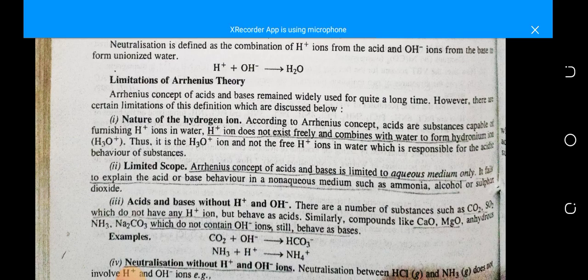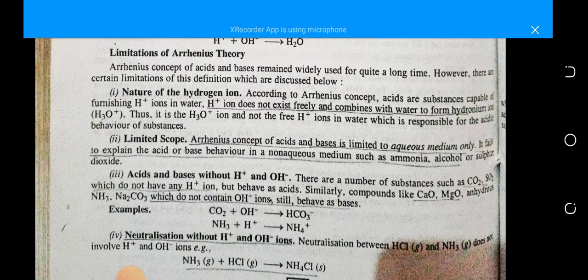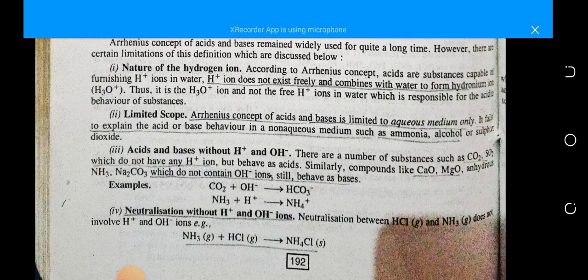behavior of substances. Number 2. Limited scope. Arrhenius concept of acid and base is limited to aqueous medium only. It fails to explain the acid or base behavior in non-aqueous medium such as ammonia, alcohol, or sulfur dioxide. Number 3. Acid and base without H+ and OH-. There are a number of substances such as CO2, SO2 which do not have any H+ ion but behave as acid. Similarly, compounds like CaO, MgO, anhydrous NH3, Na2O, which do not contain OH- still behave as base.